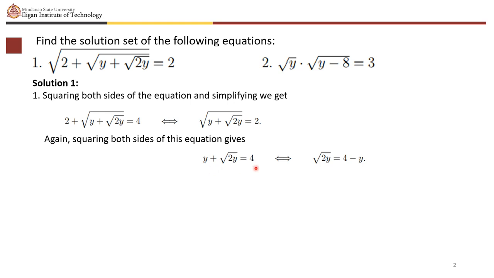And then subtract both sides again by y, so that you are able to isolate again this quantity which has a radical sign. So subtracting this by y and this one by y, we come up with square root of 2y equals 4 minus y. Then you square this one again to come up with 2y equals the quantity 4 minus y squared. So we have this.